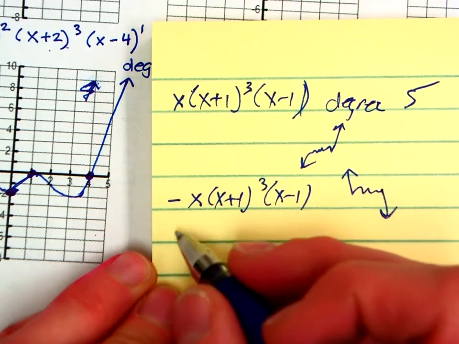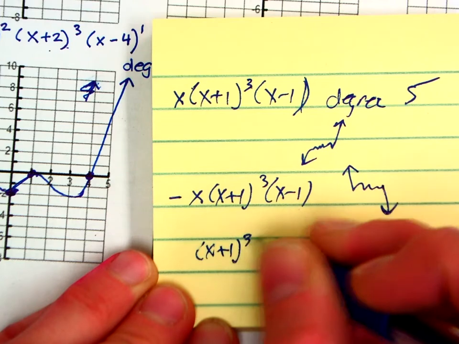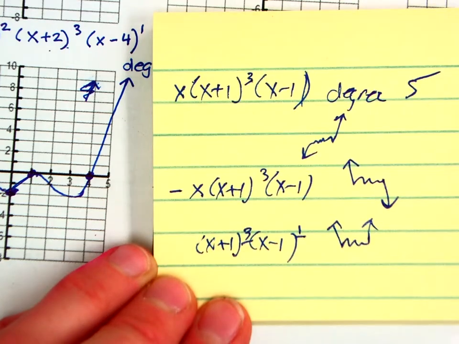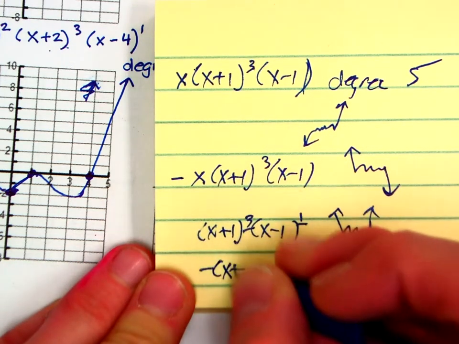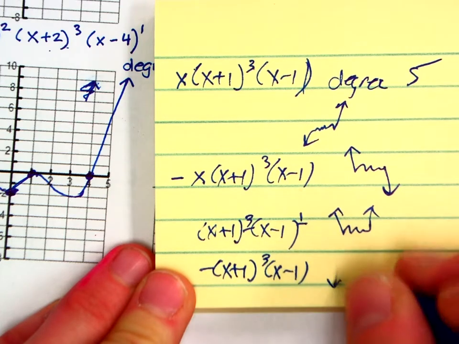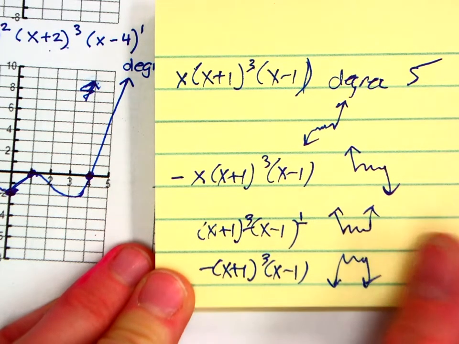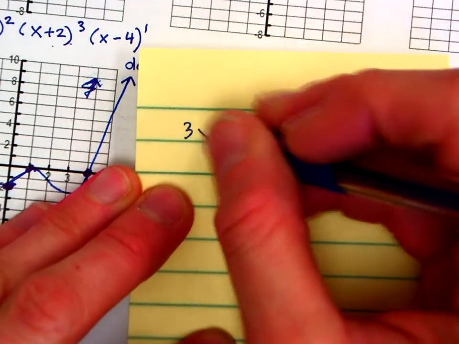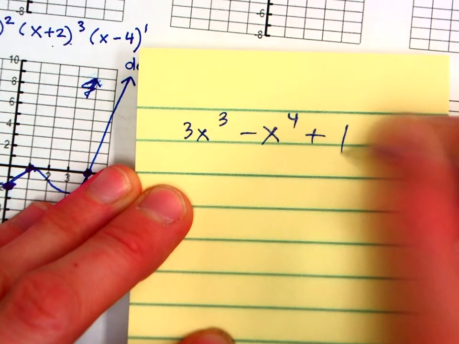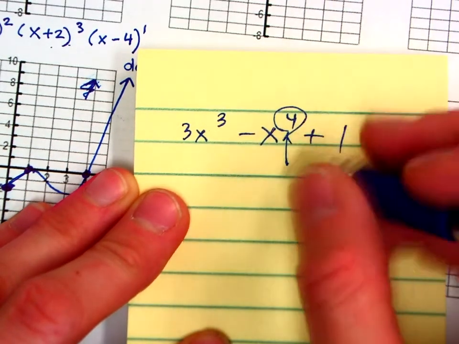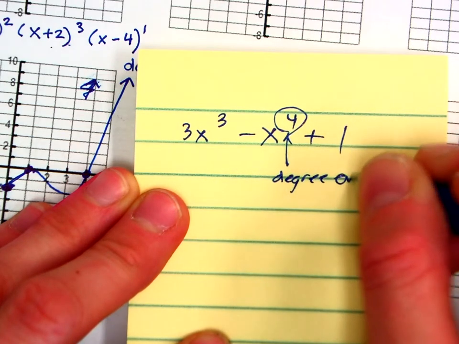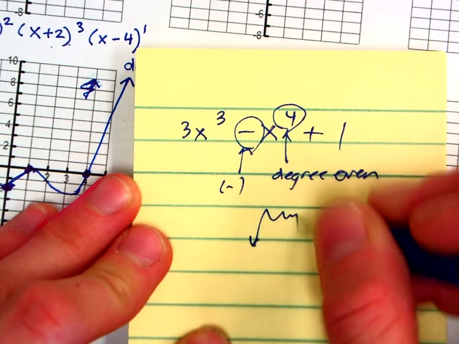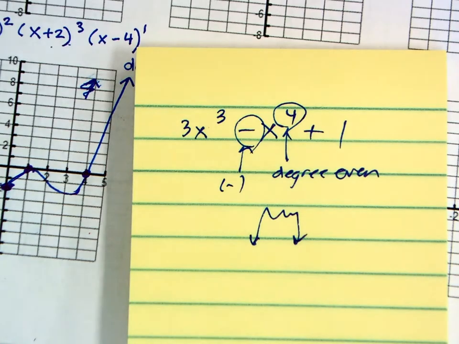If I take this x away altogether, and I just had x plus 1 cubed x minus 1, then that would be to the fourth, so that would be both up. And if I put a negative in front here, then that would be both down. So that's if it's factored. If it's not factored, you look for the highest degree. So 3x cubed minus x to the fourth plus 1. Here, the highest power is 4, so the degree is even, and the leading coefficient is negative. So that would make the end behavior both down. So it just depends on if it's in factored form or not factored form.